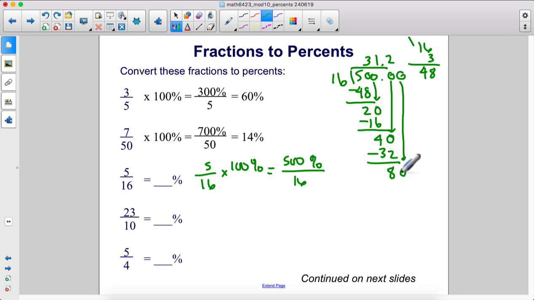16 goes into 80. All right, let's see here. 16 went into 50 3 times. Okay, so it's going to be 4 times, I think. Let me just check. 16 times 4 is 64. Oh, it goes in exactly 5 times. Look at that. So, erase that. 5 times 16 is 80. Perfect. So the answer is 31.25%.